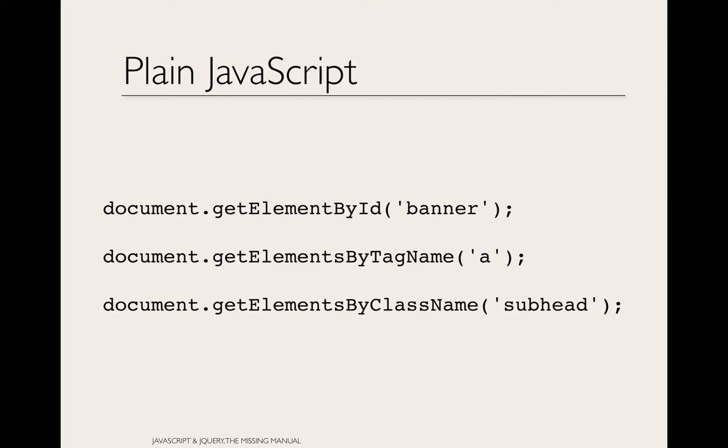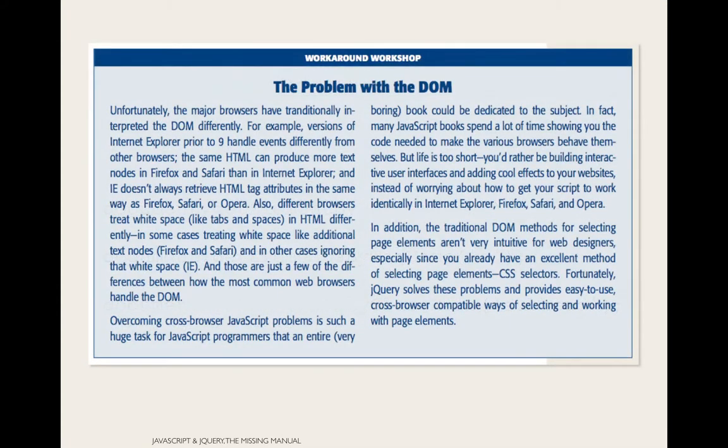You might have to search for, say, all the anchor tags on a page first, and then loop through each anchor tag and see which ones have classes attached to them, pick out the class that you want, and then work on it. It's kind of labor intensive. jQuery makes it so much easier.